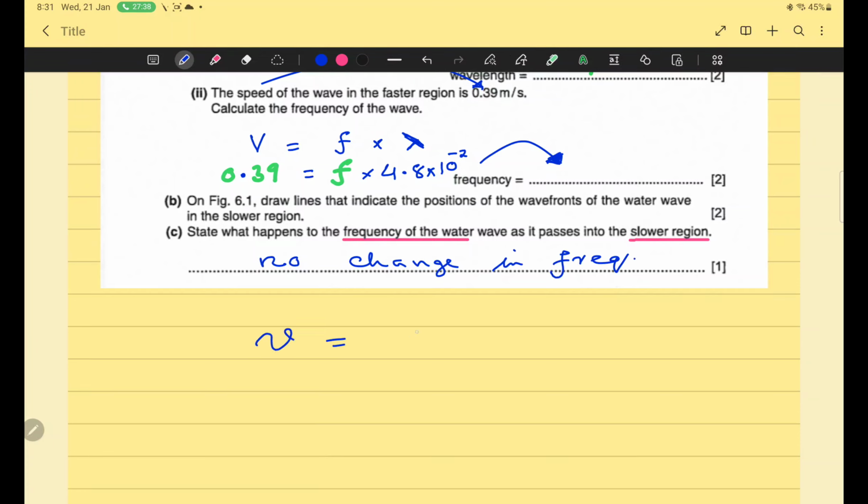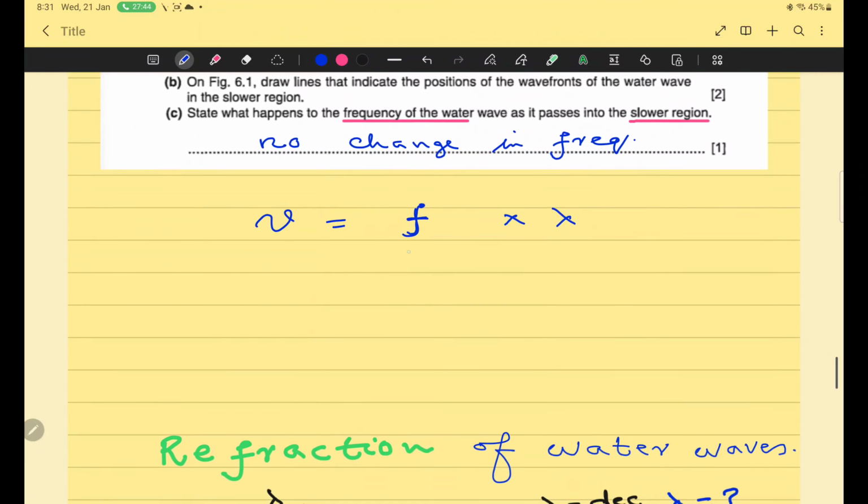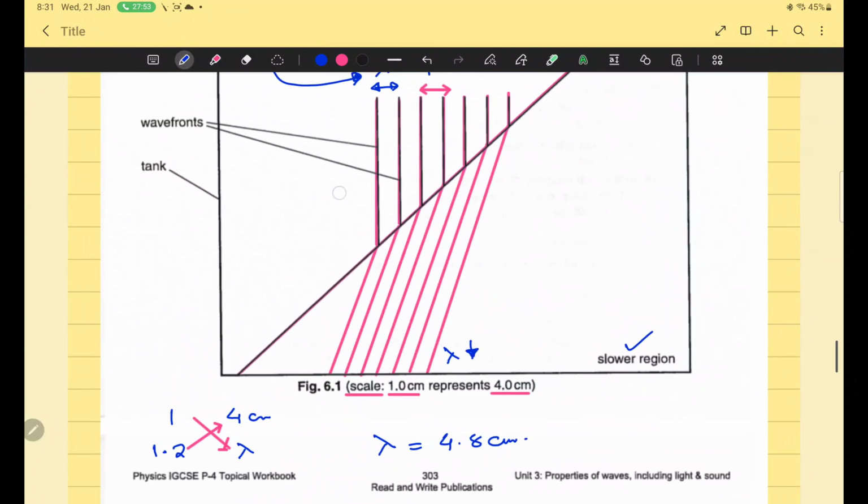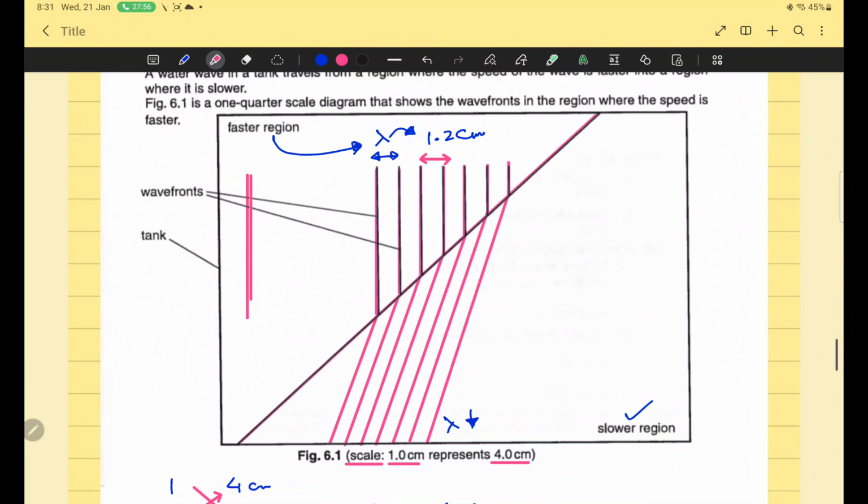Sir, why? The answer is v equals f lambda, but the frequency of the water wave depends upon the frequency of the vibrator, the frequency of the source. The source is producing water waves. Consider this is a motor connected vibrator, and this vibrator produces waves by vibration. For example, this vibrator vibrates 50 cycles per second. So the water waves will also vibrate with 50 vibrations per second, and when they travel in a fast region or a slow region, the frequency never changes.